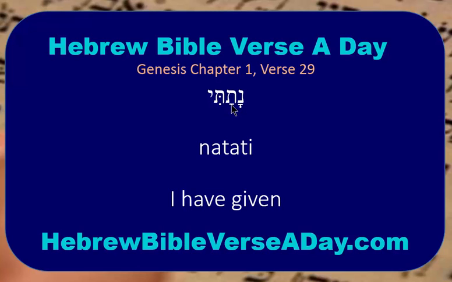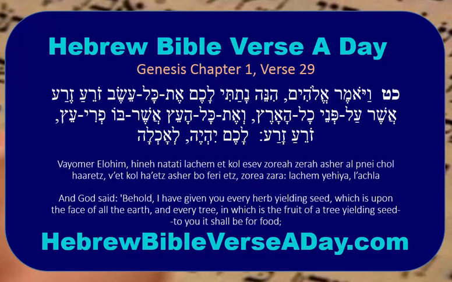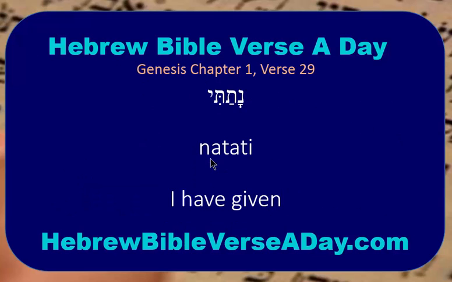So na with an a is na. T with an a is ta, t with a silence. So natati, natati, natati. I have given, or I gave. Let's just see it in the context of the actual verse again. Hine natati lachem. Here, I have given to you.